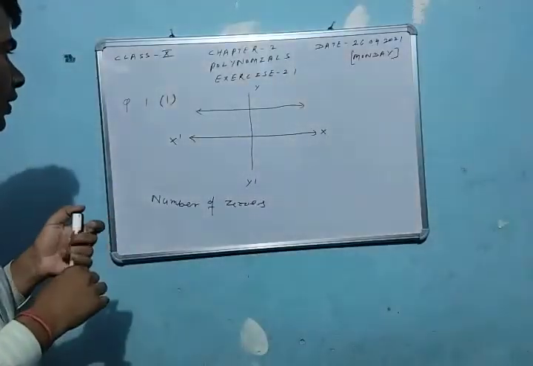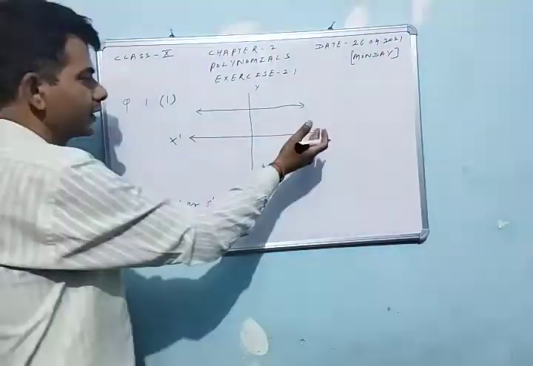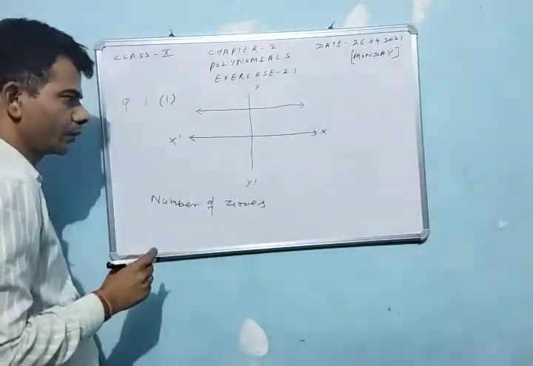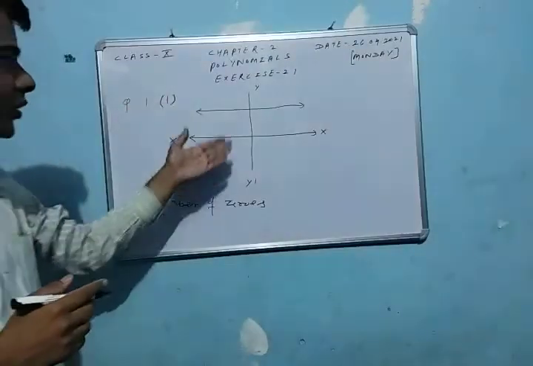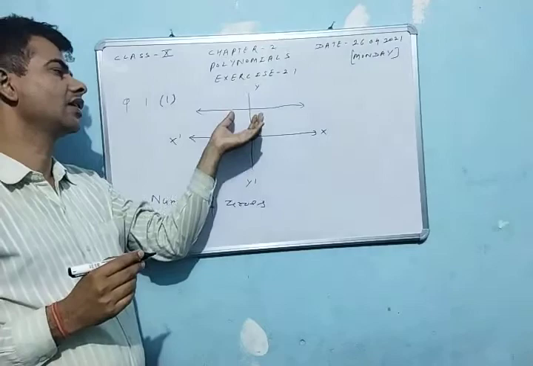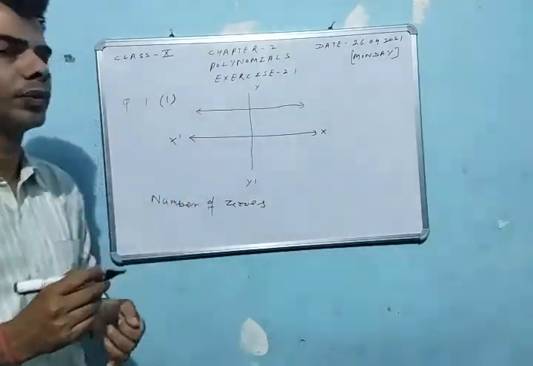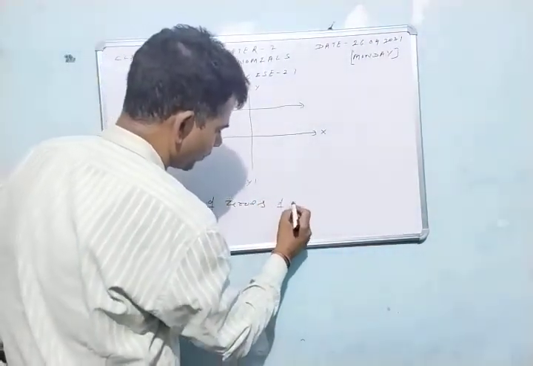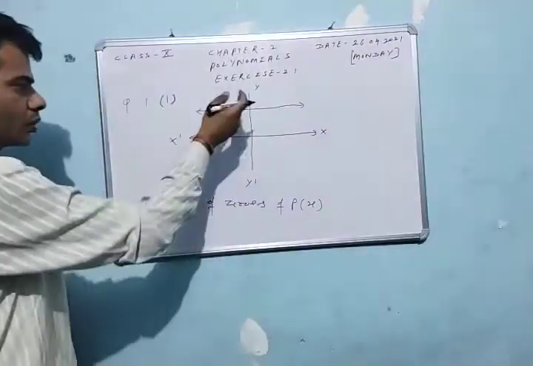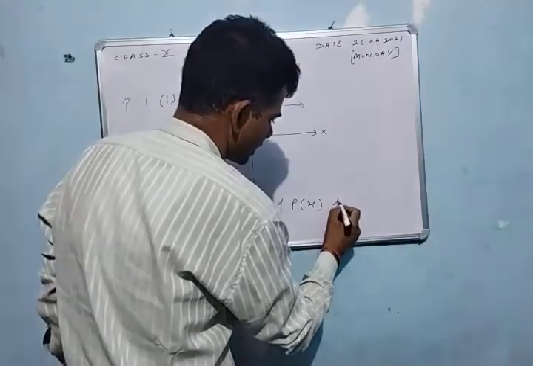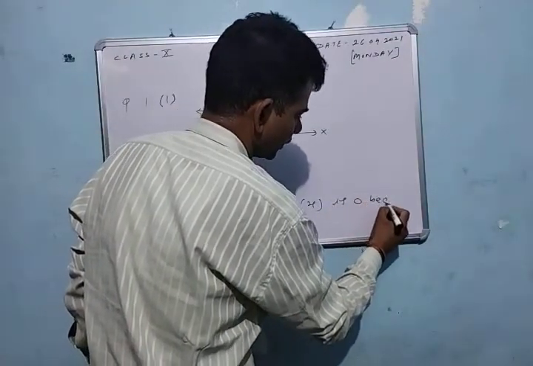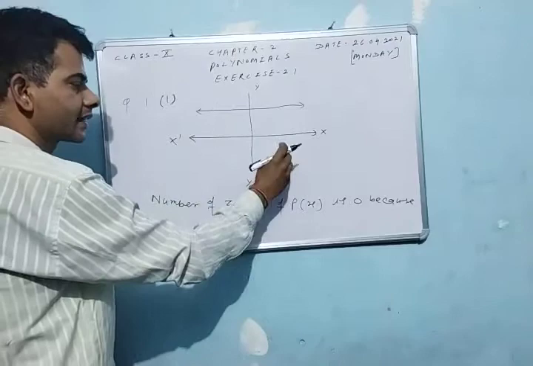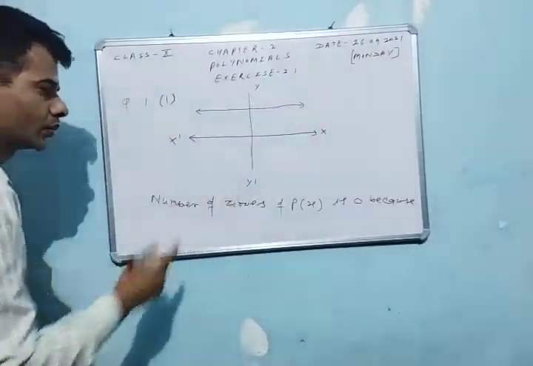Students, in question number 1, first part, this is your graph. This is your Cartesian plane, X, X dash, Y, Y dash. And this is the graph of the given polynomial. Students, we have to find out how many zeros the graph of the given polynomial has. Number of zeros of p of x is 0 because this graph does not intersect the x-axis at any point.